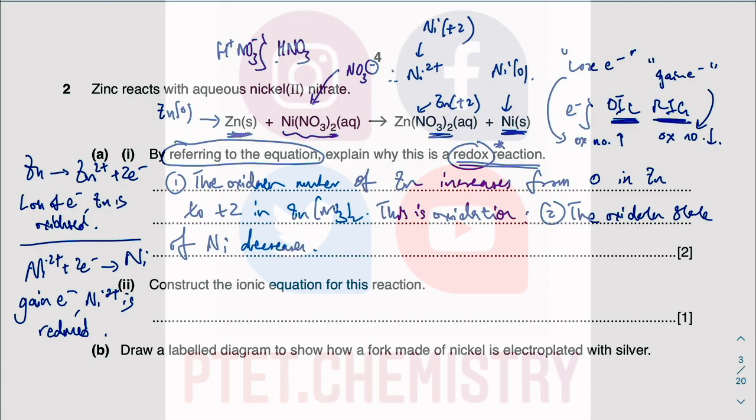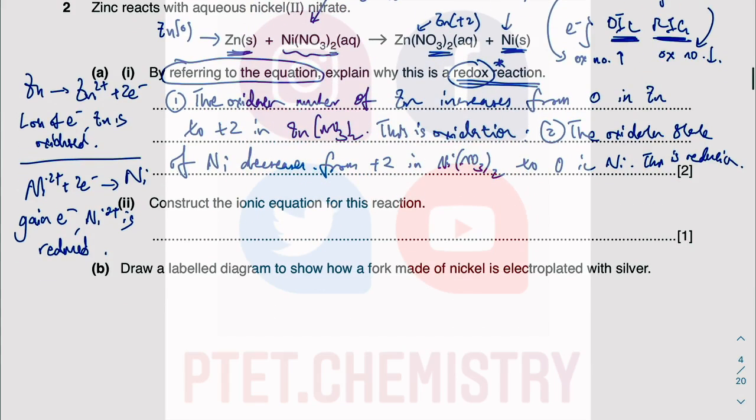So I talk about the oxidation state of nickel because it's of the atom. It decreases from +2. Now I talk about the species, which is from nickel nitrate, nickel 2 nitrate, to 0 in nickel. This is reduction. So I have shown that both reduction and oxidation happen in the same reaction. So it is a redox.